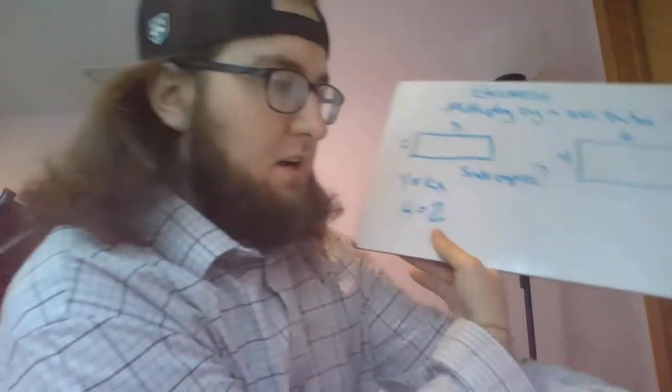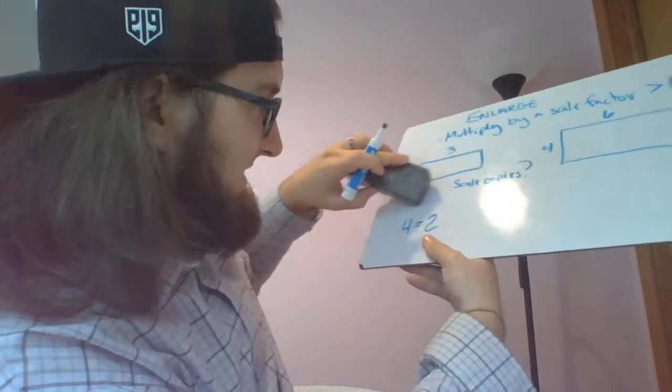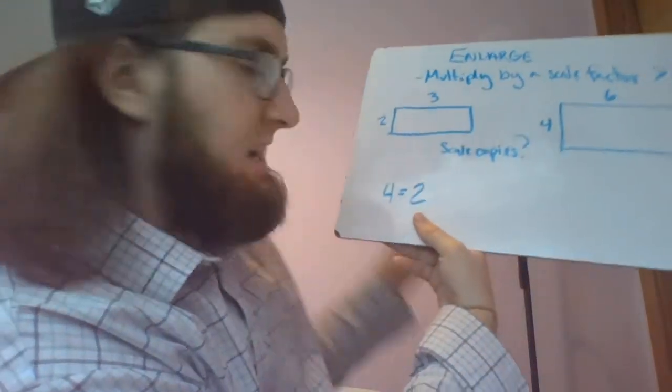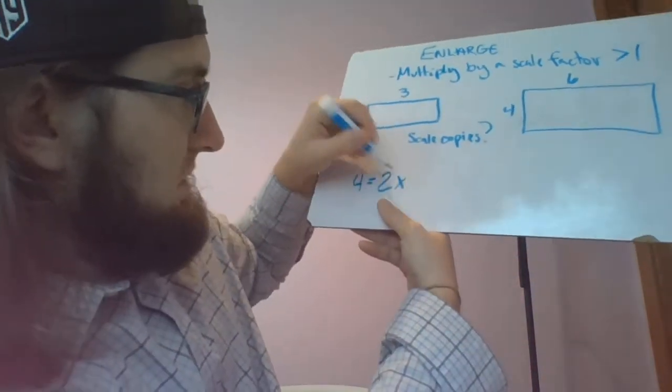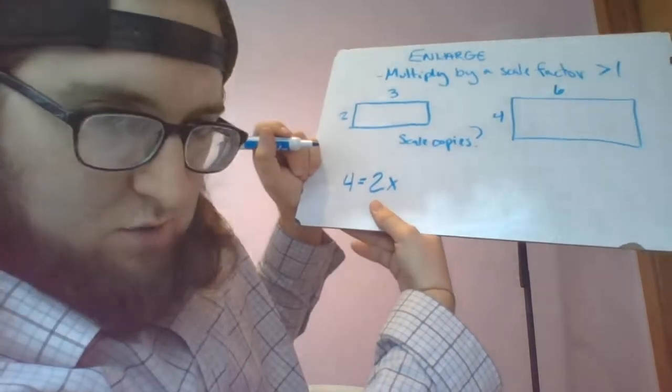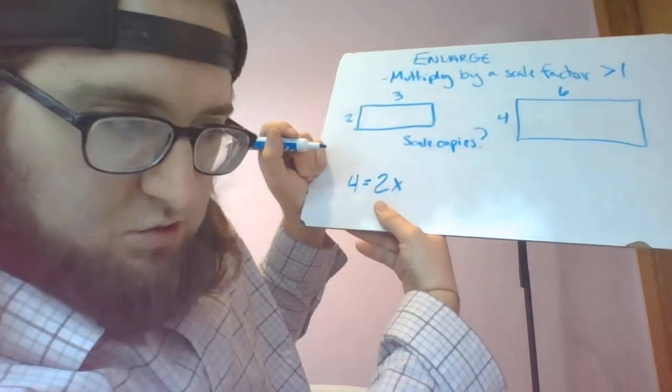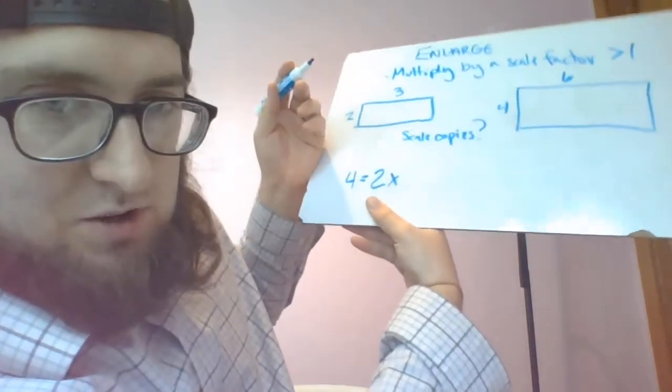So in order to not confuse you, I'm going to get rid of the y equals kx, and we're going to use x as our scale factor. So 2 times something is 4. Now everybody out there can tell me what 2 times what is 4, but I want to show you how to solve something like this.